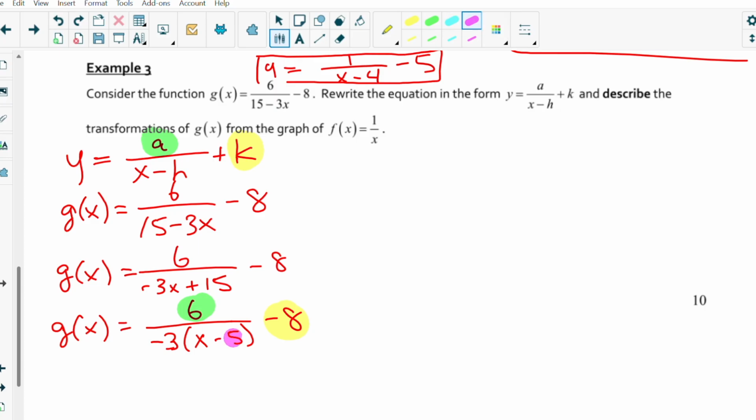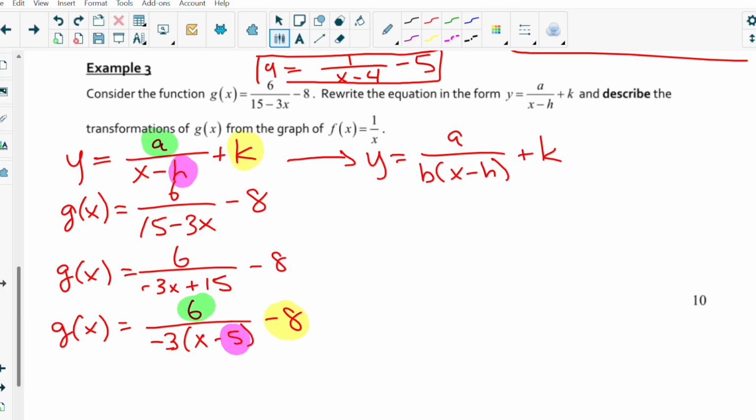And the h value. Now that b value, what I can do here, folks, I know we didn't write it in terms of that, but we can do it like this: a over b times x minus h. And this makes sense from what we know on transformation. So that b value will go right here. Okay, so let's write out all of our a, b, h, and k values.